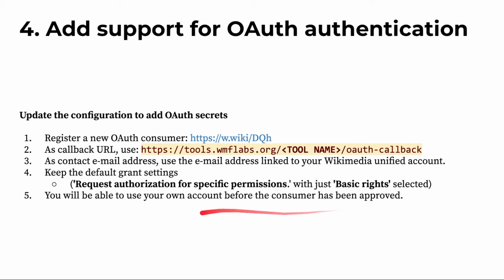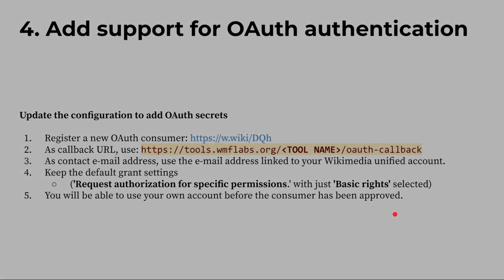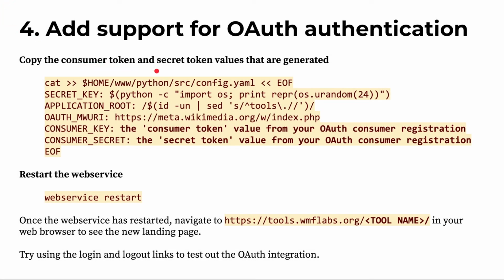And then you will be able to use your own account for testing your auth login before the consumer has been approved. This goes through an approval process, but you can still use your account to test your non-approved auth support. We will add the consumer token and the secret token that we are given once we create the new auth consumer, and we will add them to our config.yaml. There are a few other things here. We'll add a random secret key, what's the application route, and the MediaWiki URL that we will use for auth, and then our consumer key and our consumer secret. We will add them right here.